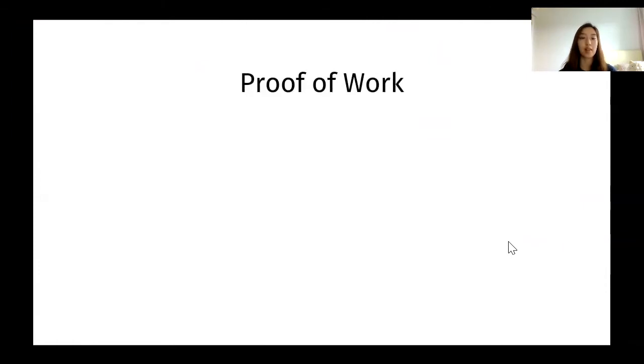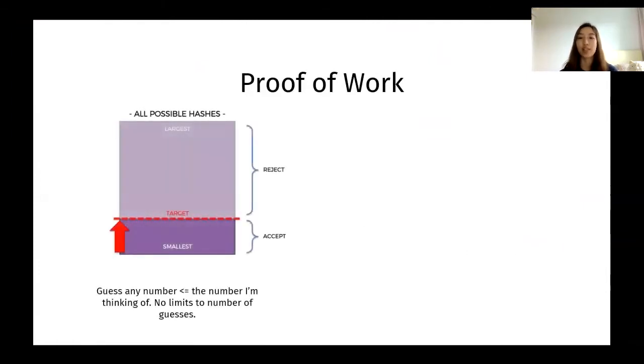So let's have an example of how the hash problem works. If I tell Gary, Ezra, and Joshua that I'm thinking of a number between 1 and 100, and I write that number on a piece of paper and then seal it in an envelope, they don't have to guess the exact number. They just have to be the first person to guess any number that is less than or equal to the number I'm thinking of. And there is no limit to how many guesses they get.